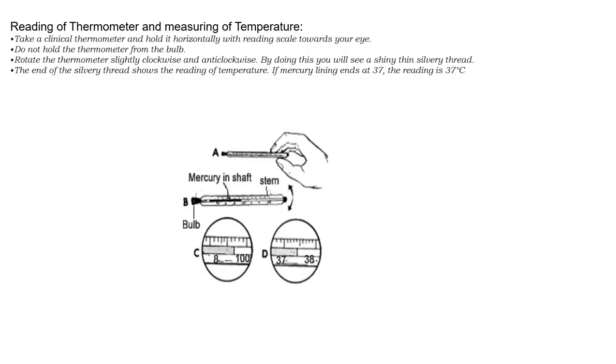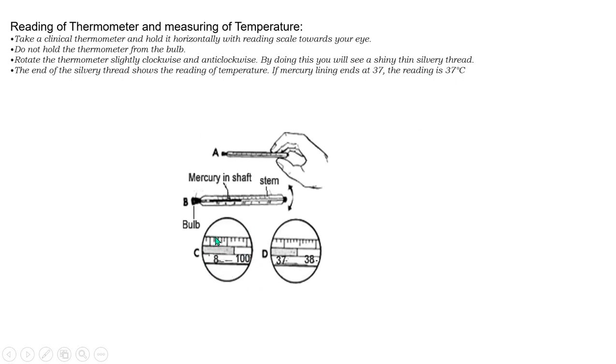And how to use a thermometer? We have to first hold it horizontally and see the reading with our eye, and do not hold the thermometer by the bulb, not from this side. Then rotate the thermometer clockwise and anti-clockwise so that we can see the shiny silvery thread, that is mercury. The end of the silvery thread shows the reading of the temperature. If the mercury lining ends at 37, the reading is 37 degrees centigrade.